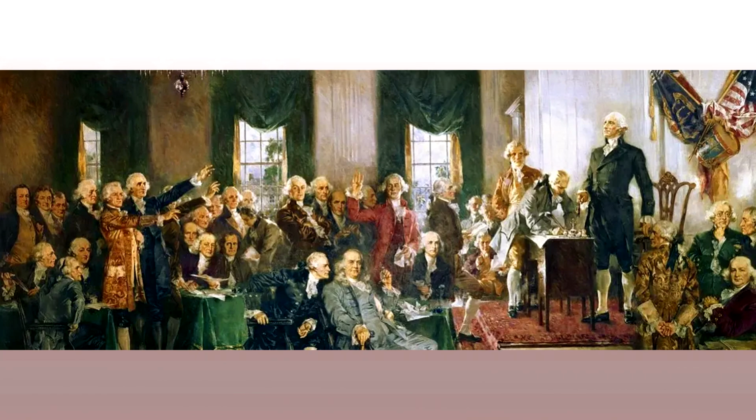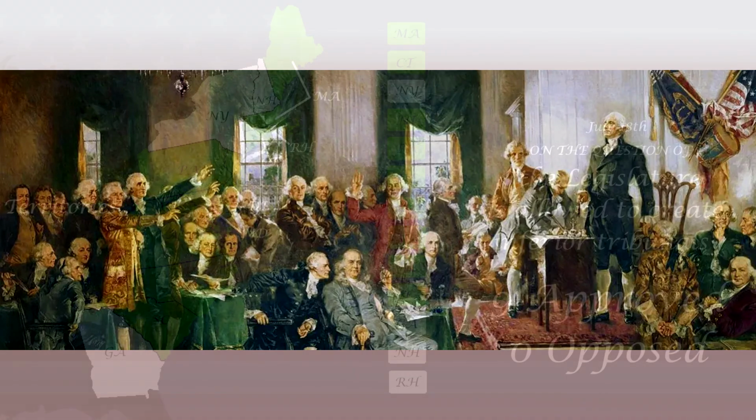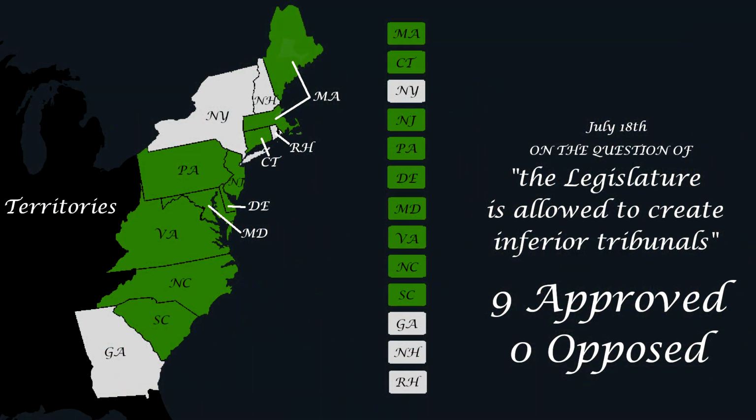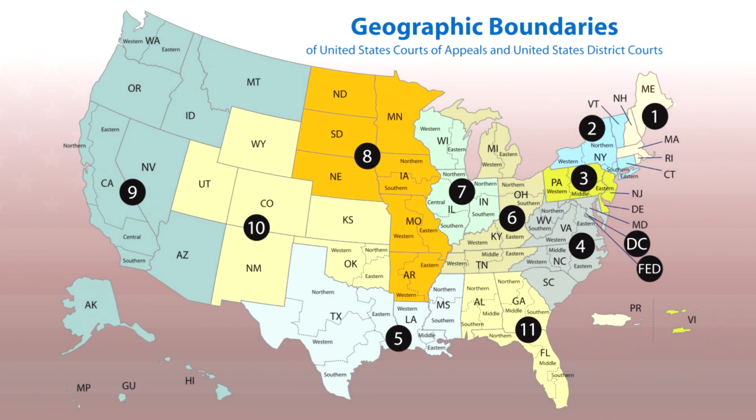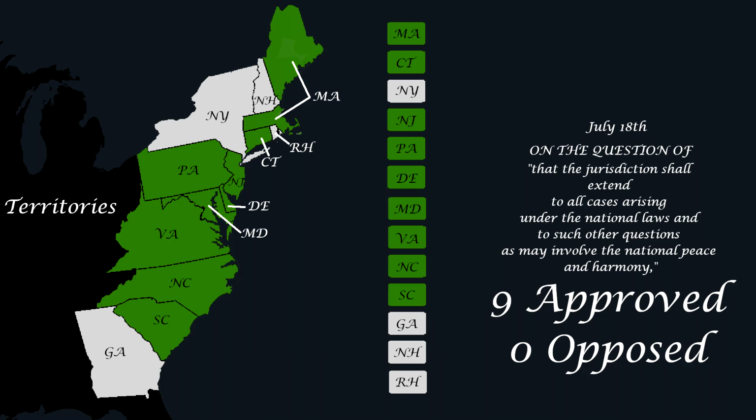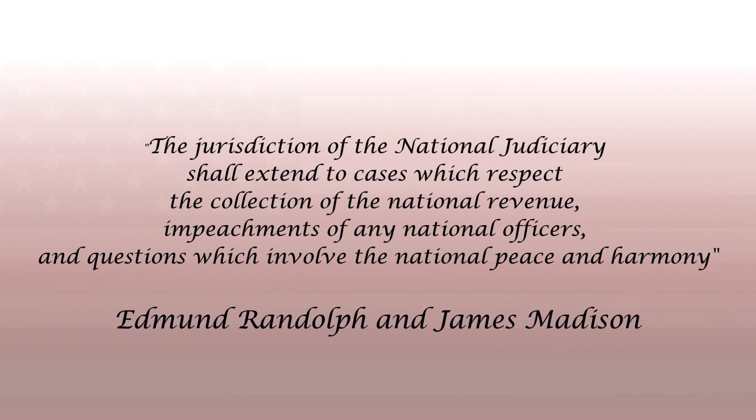However, the couple of votes they did manage to take: they once again allowed the right for Congress to create inferior tribunals, which passed 9-0. This allowed the future creation and dismissal of the federal district courts, and the convention also agreed in a 9-0 vote that, quote, "the judiciary's jurisdiction shall extend to all cases arising under the national laws and to such other questions as may involve the national peace and harmony," which basically meant that federal courts were in charge of dealing with federal laws, and they would occasionally dip into state laws when it threatens national peace and harmony.